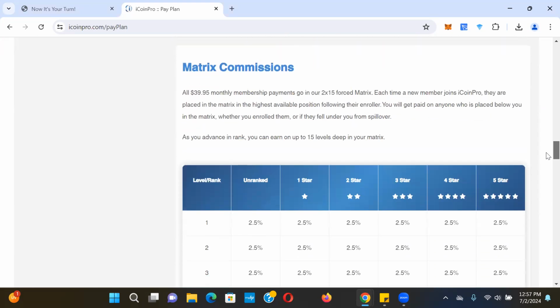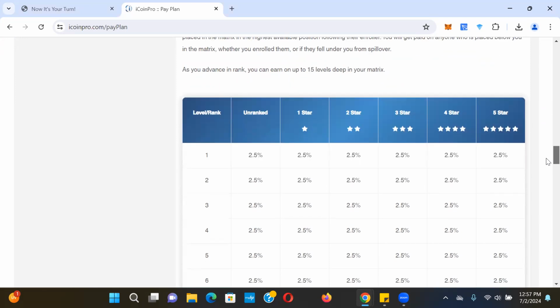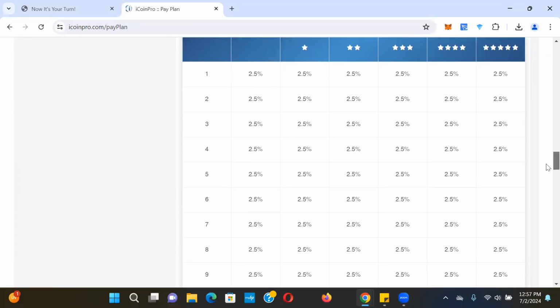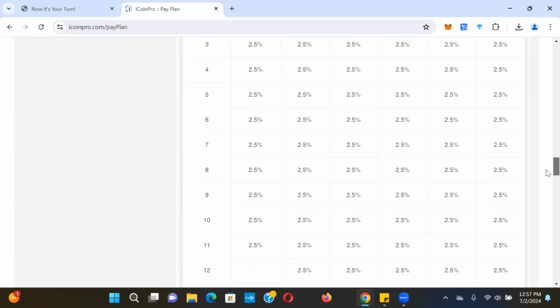But the matrix commissions right here, it's a forced 2x15 matrix. Here, if you're unranked, which means you brought nobody in, right? But you have people putting people into your matrix via spillover, you can still have this fill out over time, not overnight, because you're not doing anything, right?